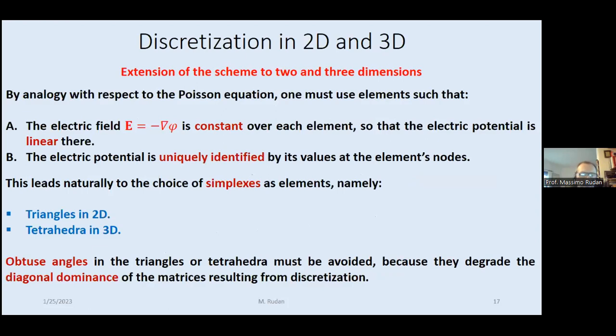This is easily extended to several dimensions because we simply keep the concept that the electric field is constant over each element. The electric potential is linear over each element, and the electric potential must be uniquely identified by its values at the element's nodes. So this naturally leads to the choice of simplexes as elements. In other terms, if we use a two-dimensional grid, this method is applicable if we adopt triangles as elements. If we use a three-dimensional solution, we must select tetrahedra. A two-dimensional example follows.